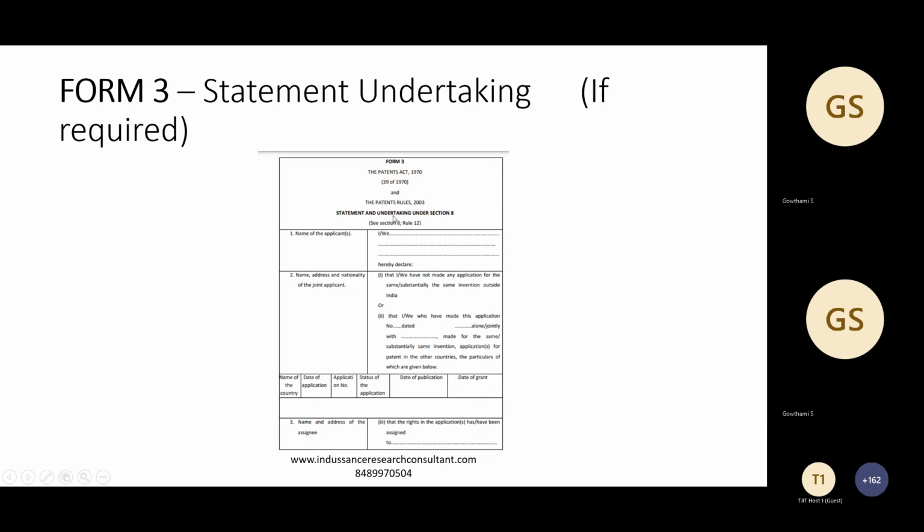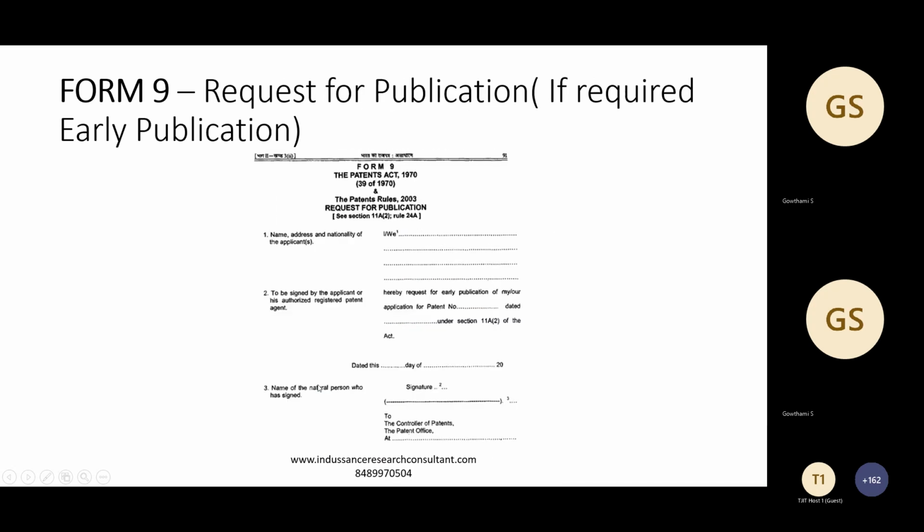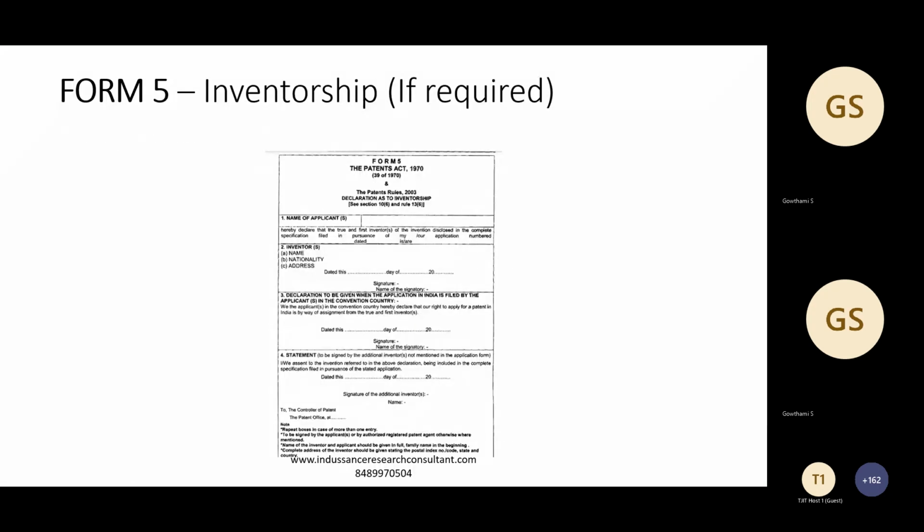So this is the statement and undertaking. As I said, what we are going to say here is we have not made any application for the same or substantially same invention outside India, or we have made. Okay, that is what Form 3 is for. Next, Form 9, request, Form 5. Okay, Form 5, let me explain.